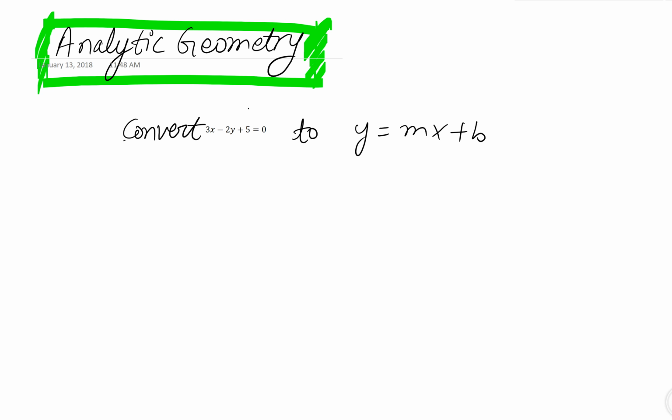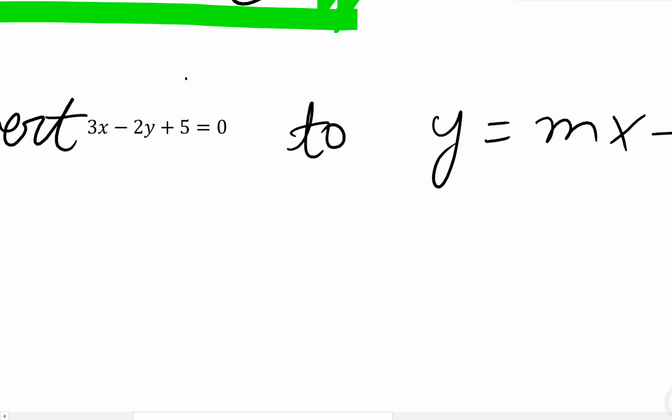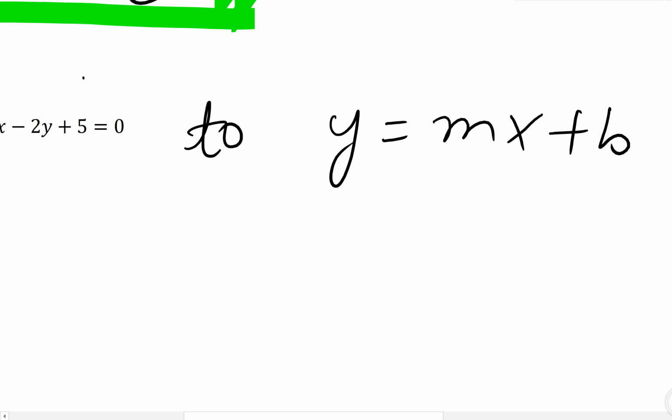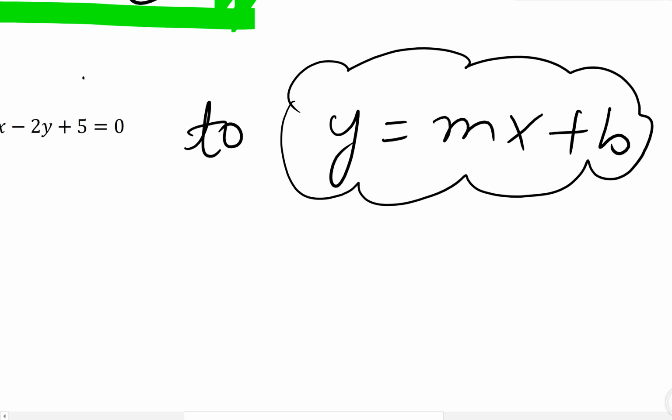So the question is converting this equation. We have to convert that equation in this form, y equals mx plus b. And what do we call this form? What is the name of this form? Where m is the slope, x is the x component, y is the y component, and b is, what is the b? B is the y-intercept. So the line passes through the y-axis at b, right?